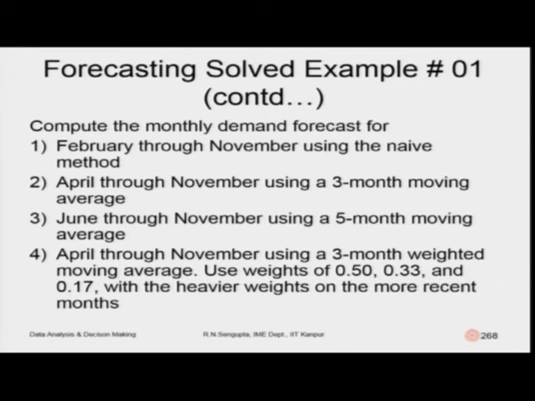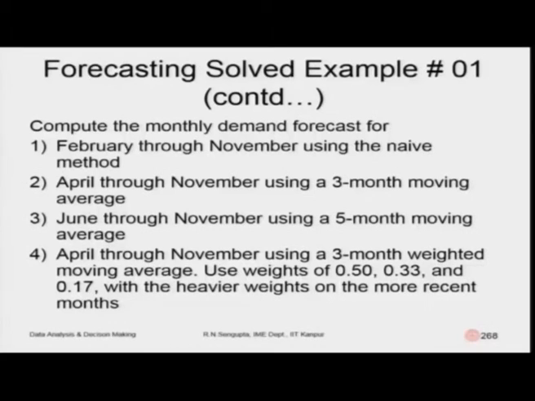The third one is June through November using the 5-month moving average. Now, see, April and June are the cases, because in the first case it is 3 months, and in the second case it is 5 months. So, obviously, the amount of information we utilize would be much more in the third problem, hence you can only start predicting from June. The fourth part is April through November using a 3-month weighted moving average.